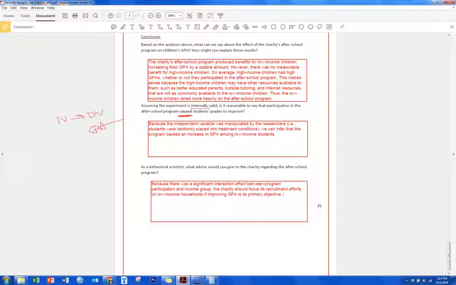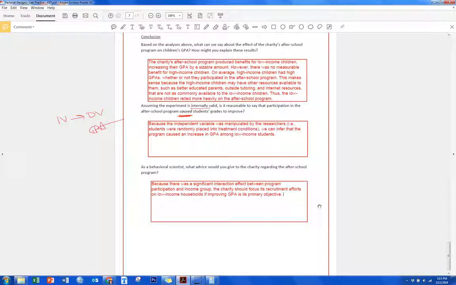You're using maybe donated money or grant-provided money, foundation-provided money. You have limited resources. You can't put every kid in this program. So if you're going to recruit, advertise, and try to get kids to participate, why don't you aim for the low-income kids, because they're going to benefit, whereas the high-income kids, they may like it, but they're not going to benefit.